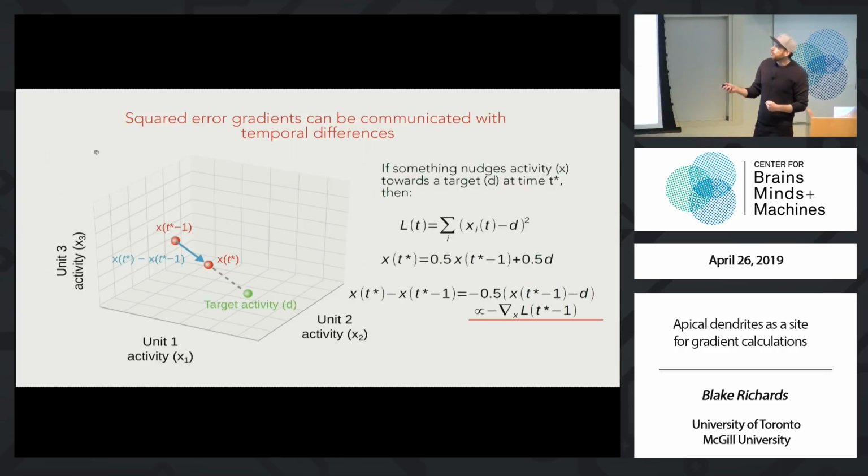You can show that if you have a squared error loss function, this temporal difference is proportional to the gradient of your loss function at time t star minus 1. So if you have some kind of baseline activity and then you push it in the direction of the target, you're getting out of that difference your gradient. So we're going to use that gradient, this temporal difference gradient, along with that burst probability mechanism that I just showed you, to actually propagate gradients through these ensembles.